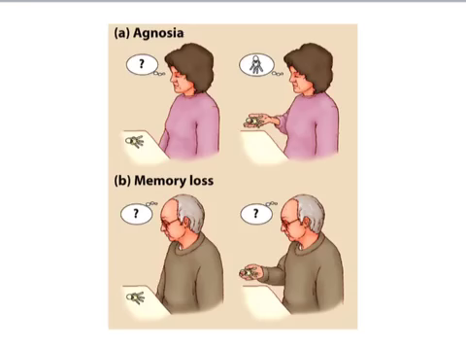So what's the difference between agnosia and memory loss? When presented with a set of keys and you ask both patients, what is that? They will both respond, I have no idea. When you ask the person with agnosia to pick up the keys and then identify, once they're holding the keys and feeling them and touching them, they will be able to identify that those are keys. Whereas when you ask the person with Alzheimer's or memory loss to pick up and hold the keys, they still won't be able to tell you what they are. So that's one of the ways that you can distinguish between agnosia and memory loss.